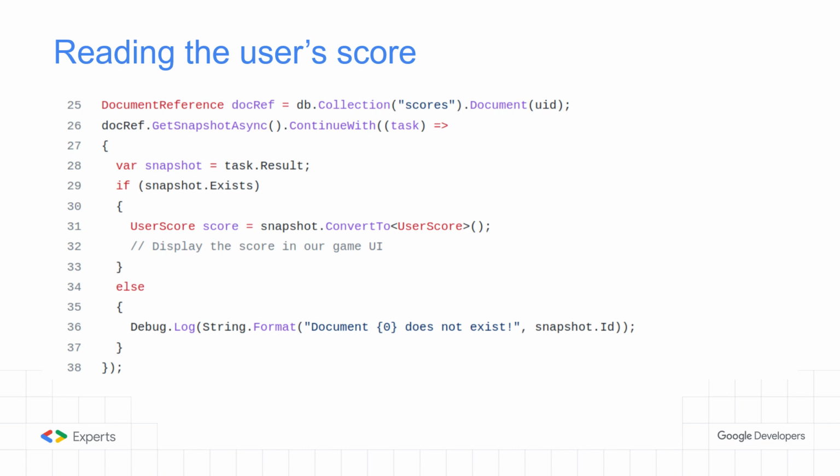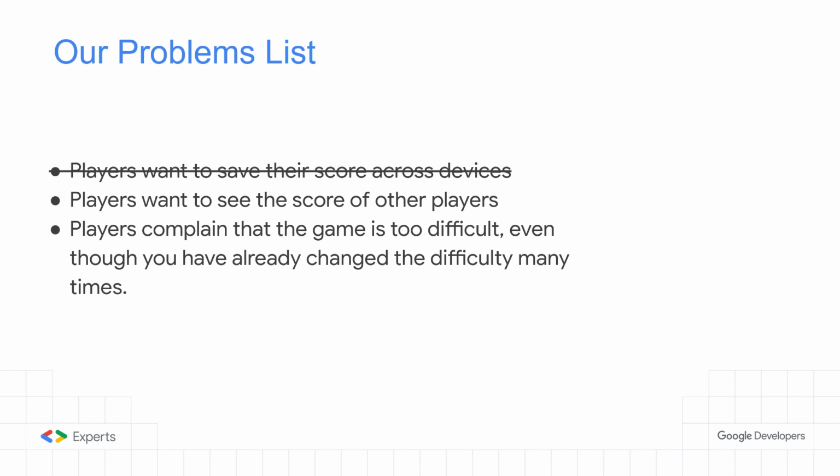Now, we might want to read this user score. We can do that by creating a reference to our scores collection, and with that reference create a reference to our user's document by specifying his UID, which we got from Firebase Auth. And finally, we call getSnapshotAsync. This should give us a document snapshot, if it exists, which we can easily parse to our userScore class and then display it on our UI. And with this, we have solved the first problem of our list.